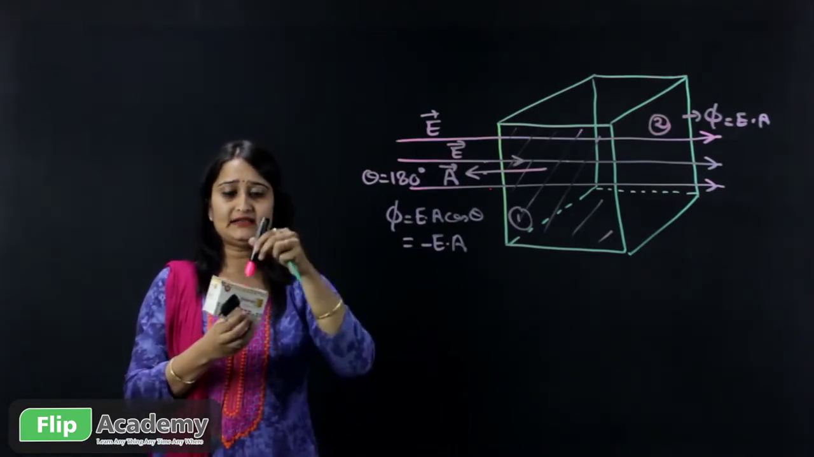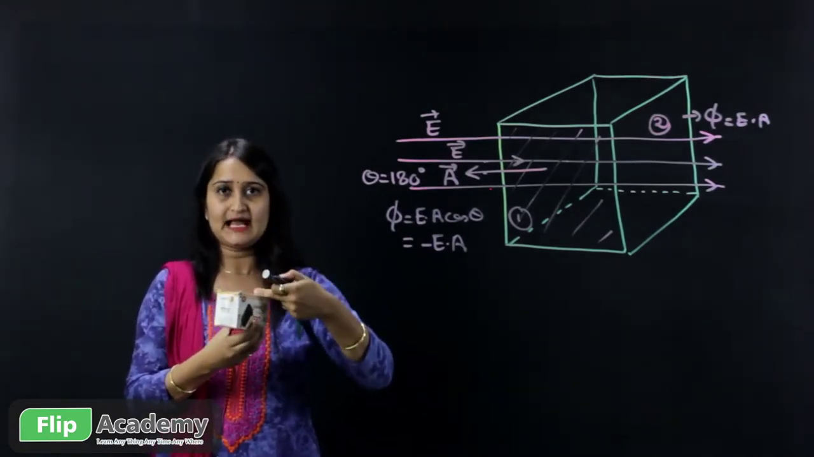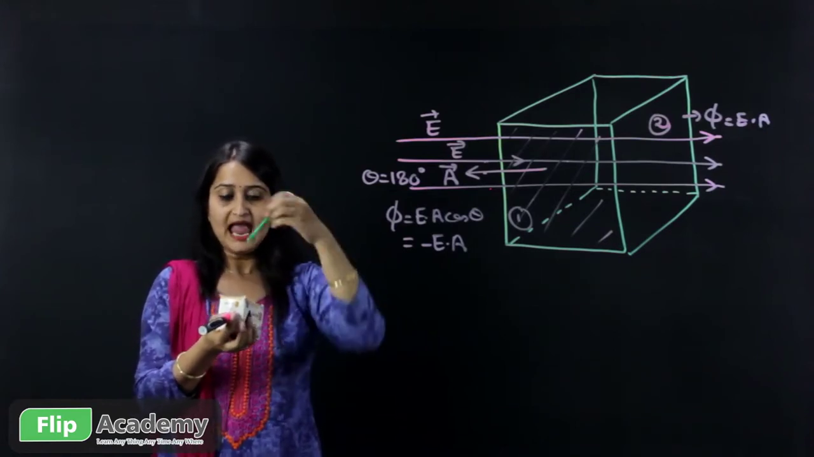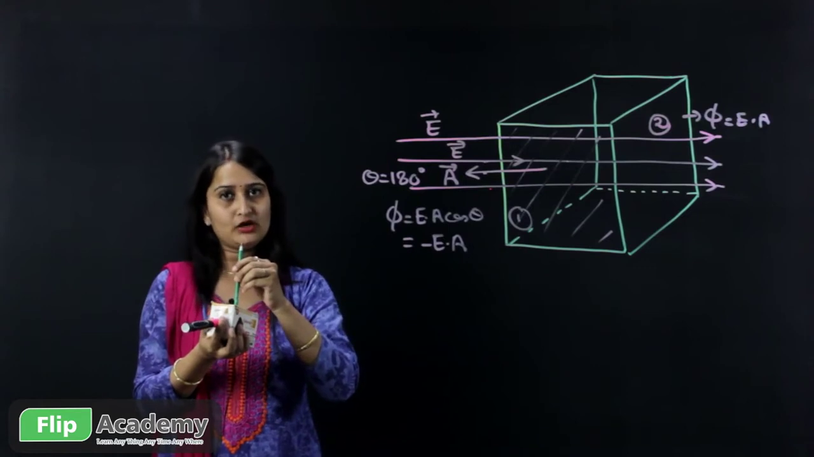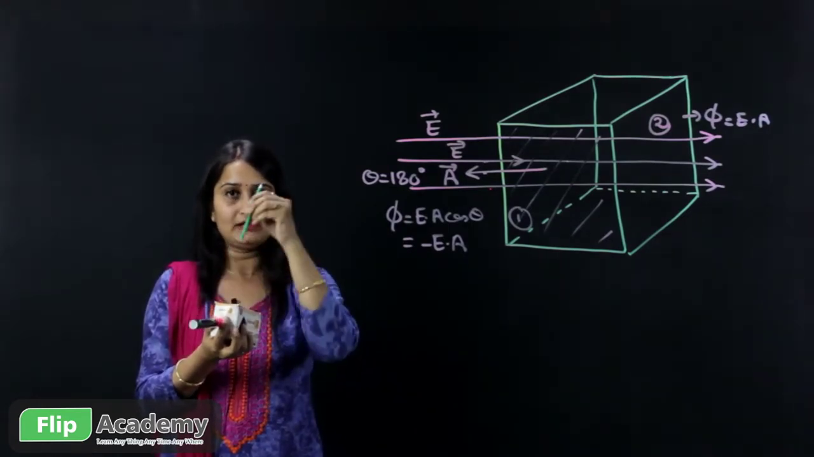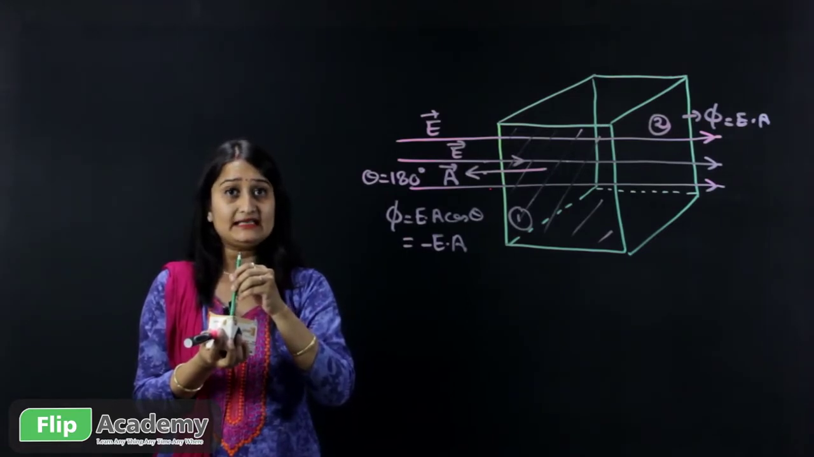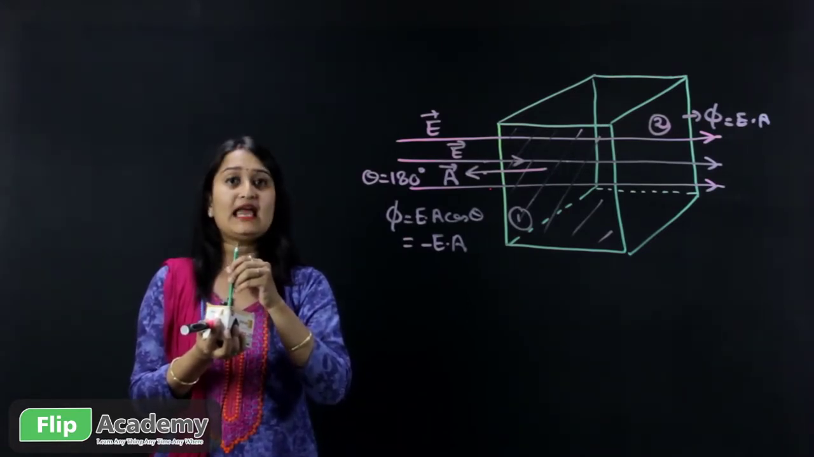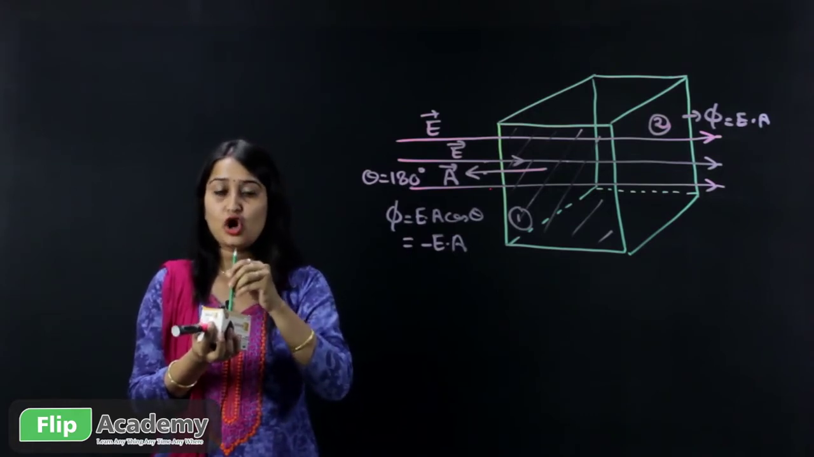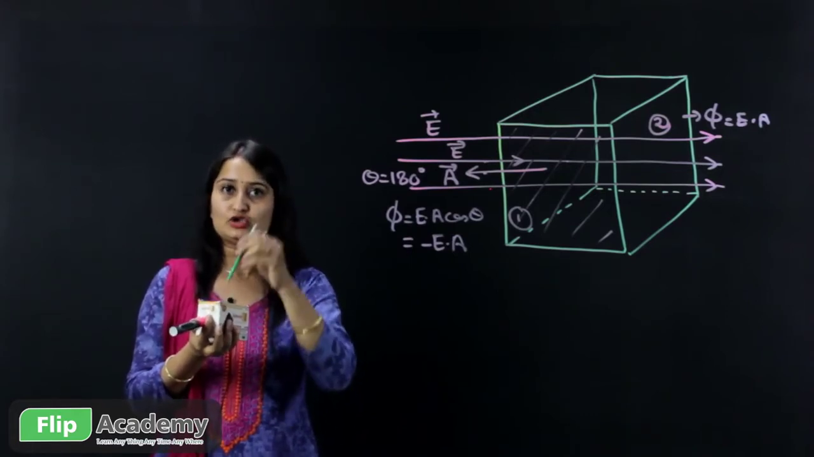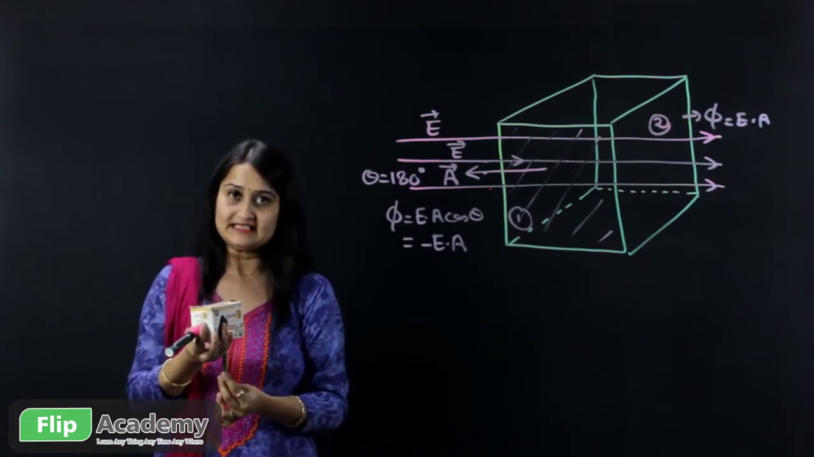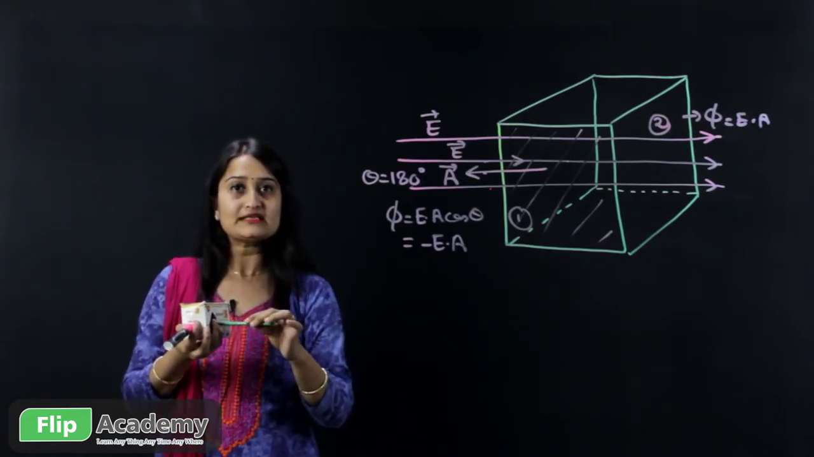Now let us consider this side. This side we are considering, the electric field is coming in this direction, and the area vector is perpendicular to the plane. What is the angle between the two? The angle between the electric field and the area vector is 90 degree, and cos 90 degree is 0. So in that condition, the flux is also 0. Similarly, solve for this also. In this condition also, the flux is 0.